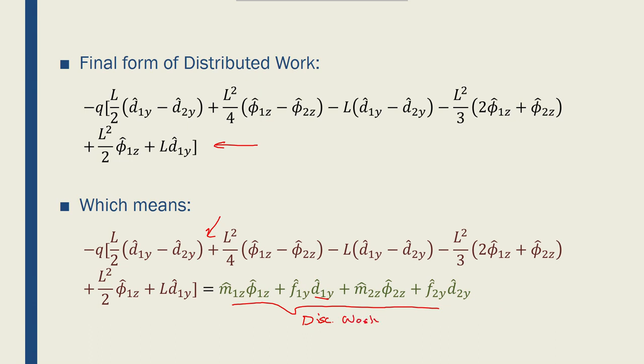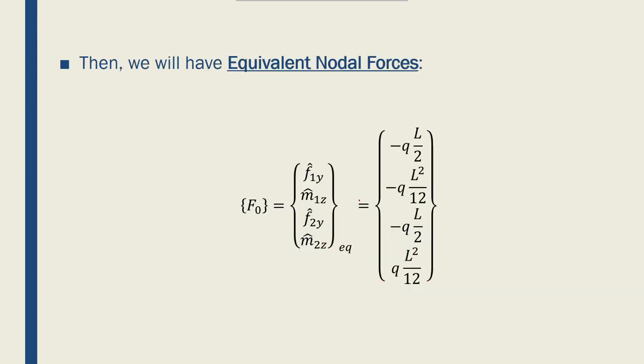If I rearrange this brown equation so that I only have coefficients of d1y and d2y, phi1z and phi2z, that would tell me the relationship between M's and F's with q, L, and the left-hand side of this equation. So I want to find the relationship of M's and F's with qL. And that's what we do in the next slide.